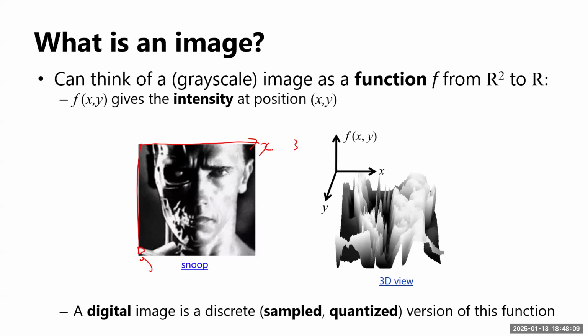So the image become what? Become function of x and y. So this is the second view for the image. First view as a matrix, second view is a function. Function of x and y. The two views are important.